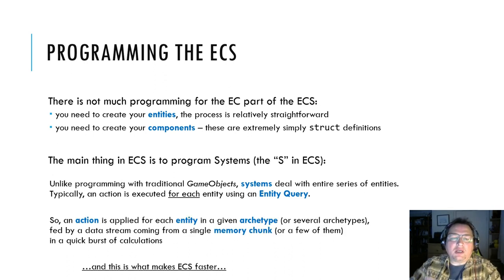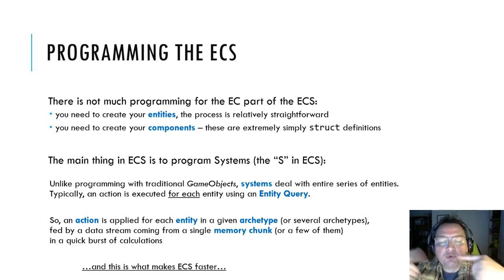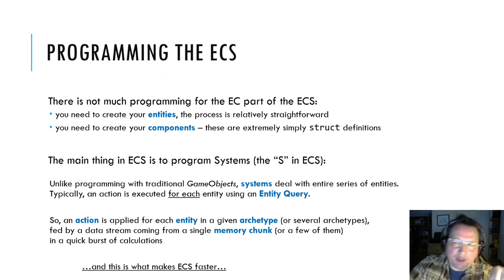So an action in the system is applied for each entity in a given archetype or several archetypes, fed by a data stream coming from a single memory chunk or a few memory chunks in a quick burst of calculations. And this way in which multiple entities or the data components are processed by a fast system working in a for each iteration, this is exactly what makes ECS so fast.